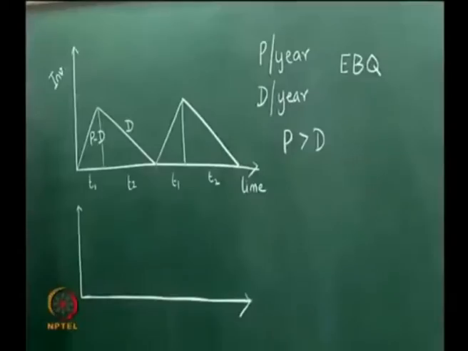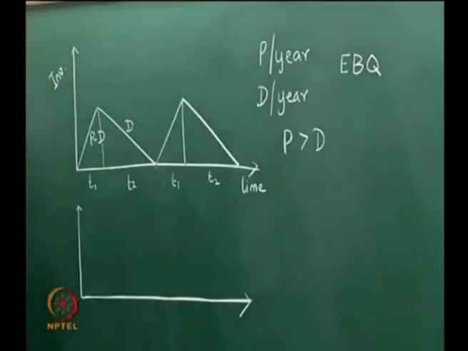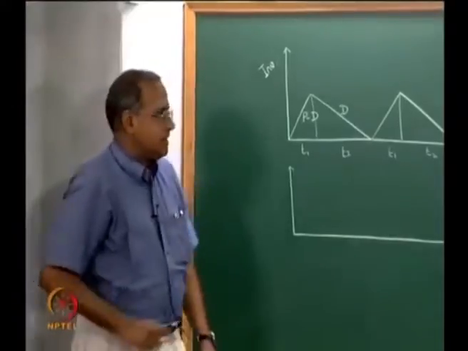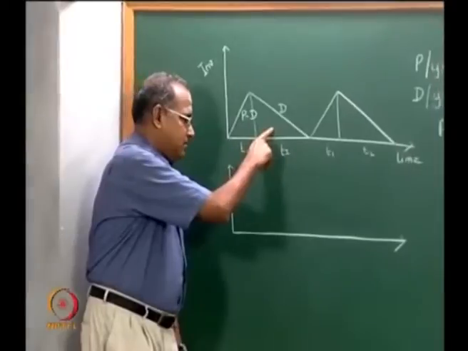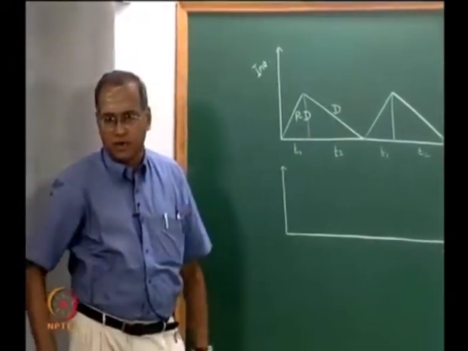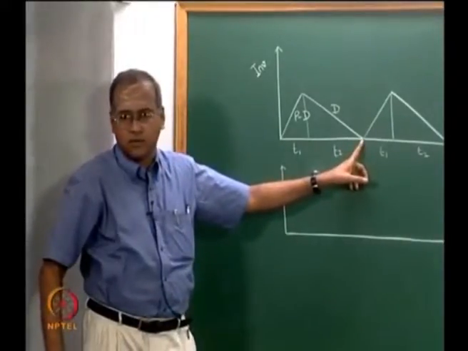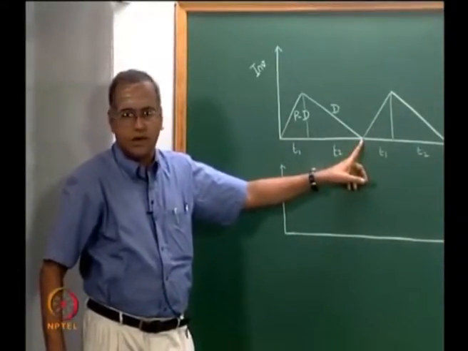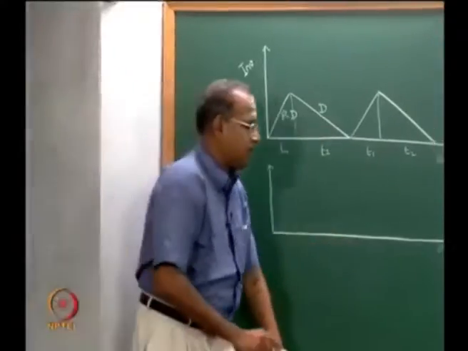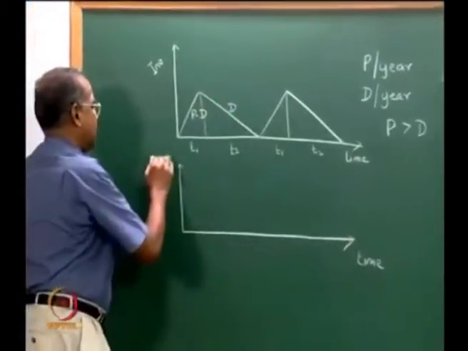Now, we will look at what happens to the economic batch quantity if we allow back ordering. In the earlier model, we did not allow back ordering. So, we started producing as soon as the stock reaches 0. So, there is no back ordering. Now, if we allow back ordering for the same item, now this is time, this is inventory.